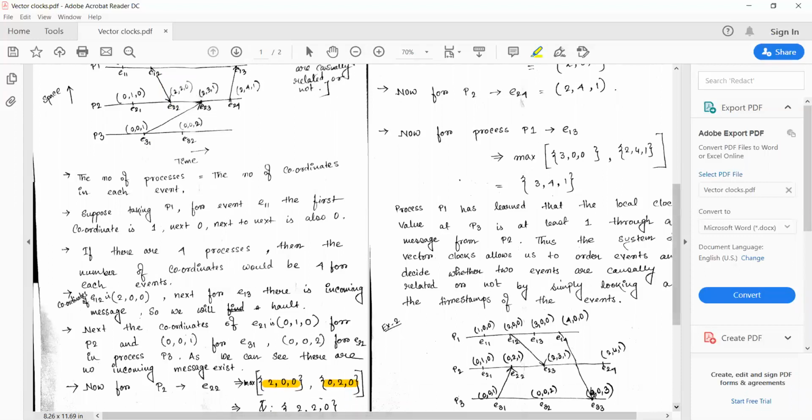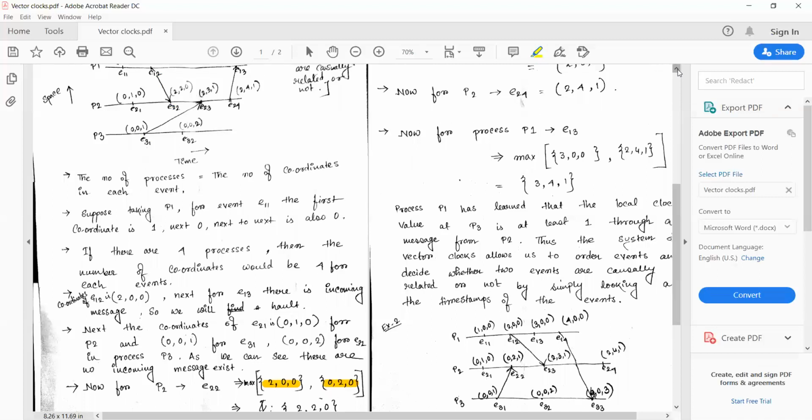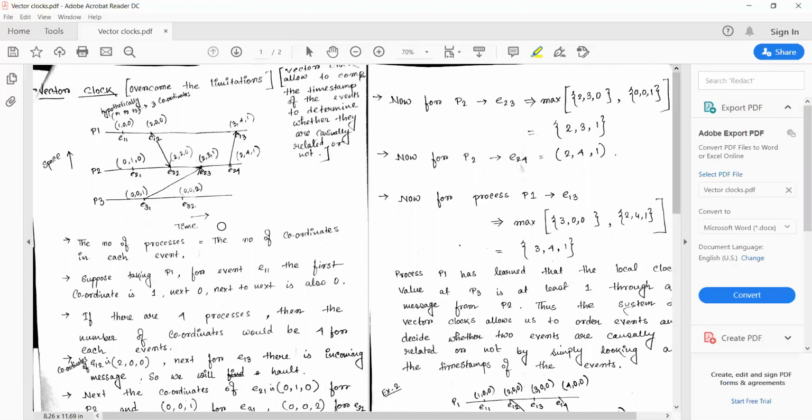Now we have to find out the max of each coordinate. So what is the maximum of each coordinate? See, for P1, which one is the maximum? For the first coordinate, 2. For the next coordinate, 2. And for the last coordinate, that is 0. So the value will be 220. So I have written here 220. We have to find the maximum of each coordinate. Okay. Next, come to the value of E23.